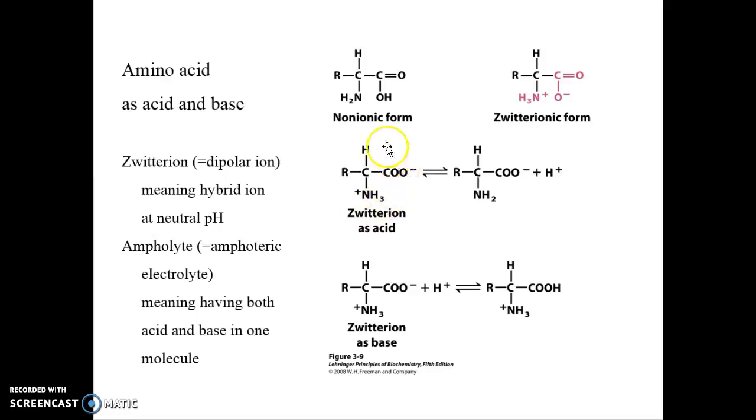If you look at this amino acid shown again here, the two groups are charged differently: a negatively charged carboxyl group and a positively charged amino group at neutral pH. Such a feature is called a zwitterion or dipolar ion, meaning a hybrid ion at neutral pH, with plus and minus charges together in a single molecule.